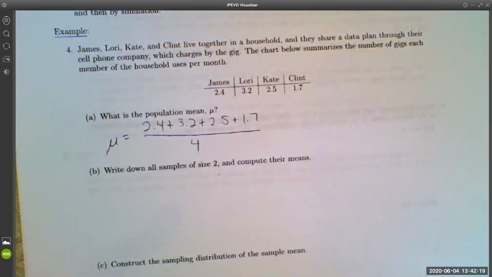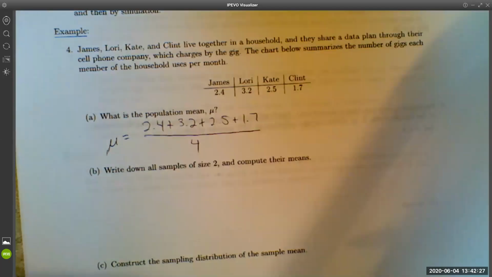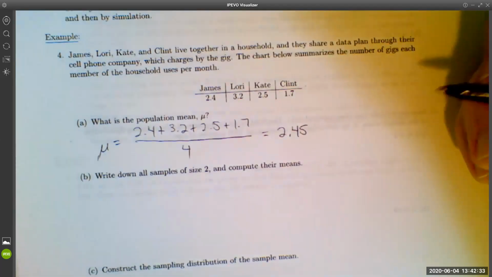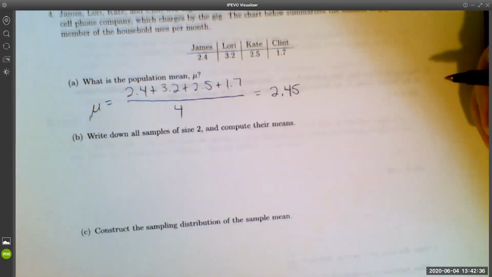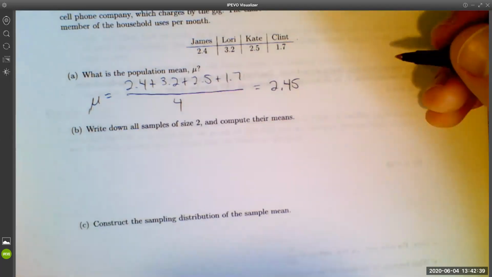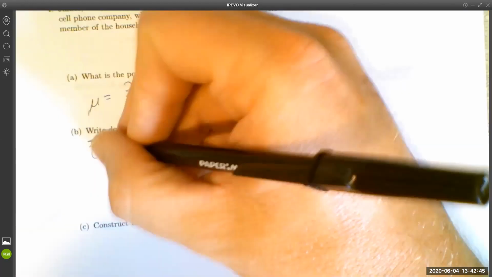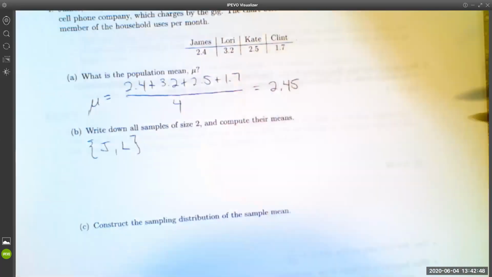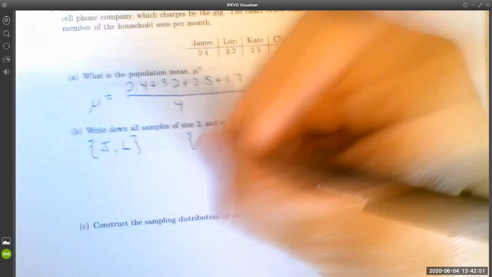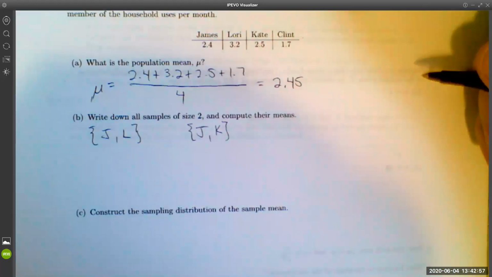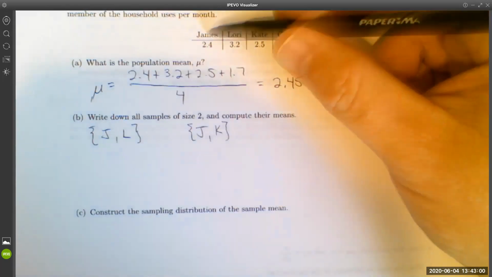Let's see what we get. So I'm getting 2.45. Okay, so there's the population mean. Now part B says, write down all samples of size 2 and compute their means. Okay, so one possible sample of size 2 would be James and Lori. I'm just going to abbreviate, James and Lori. Another possible sample of size 2 would be James and Kate. Another possible sample of size 2 would be James and Clint.